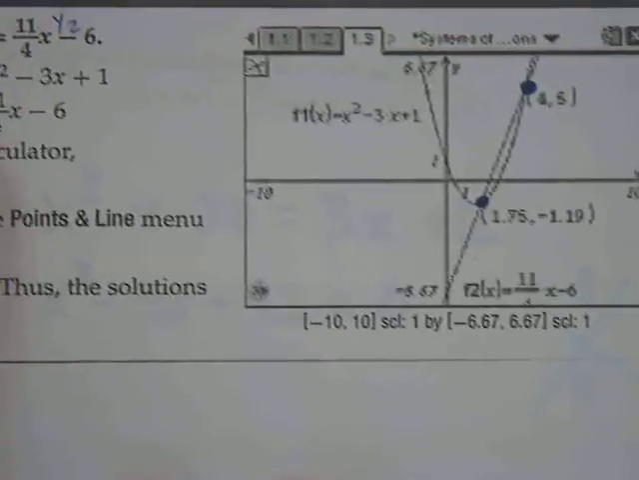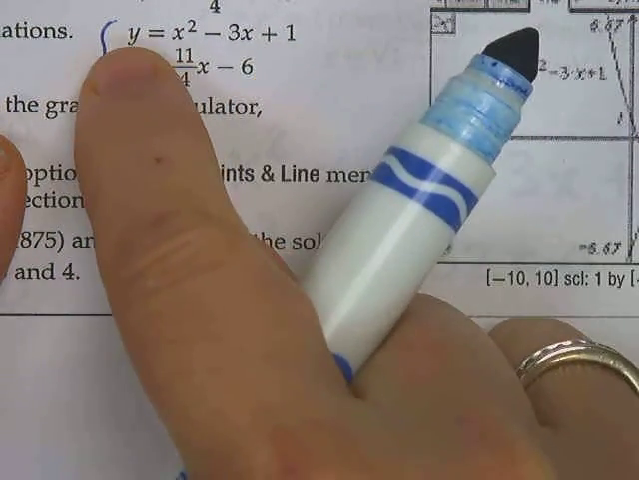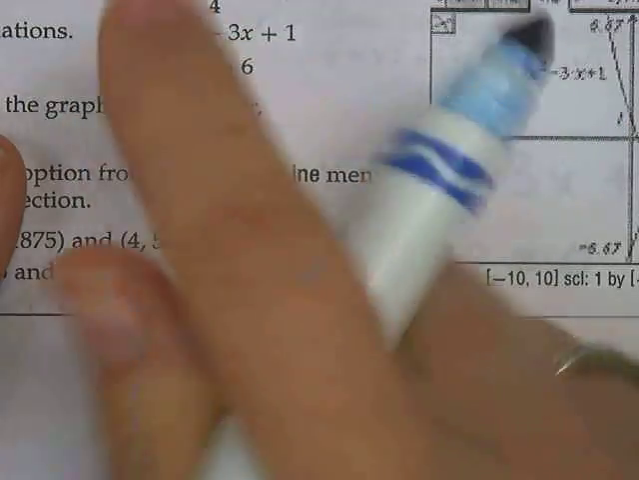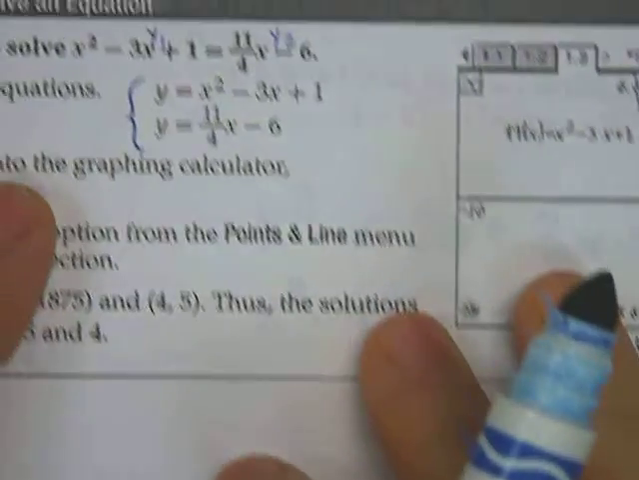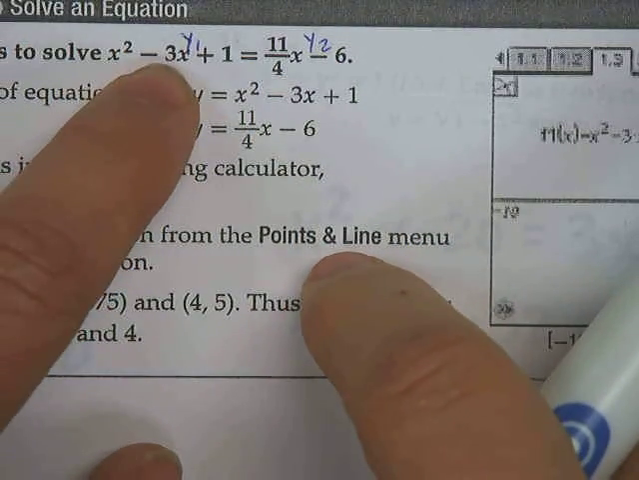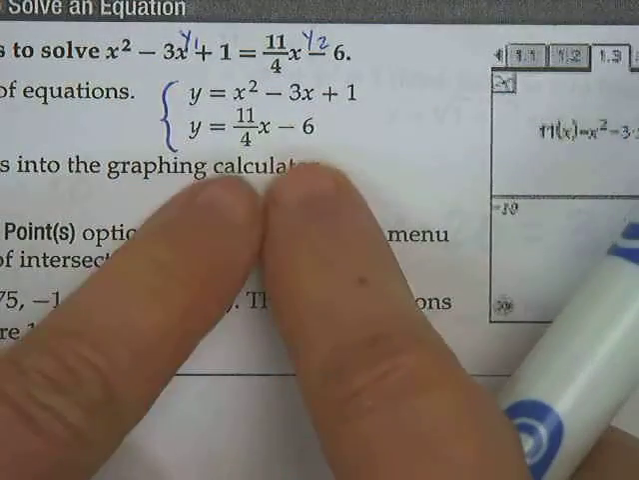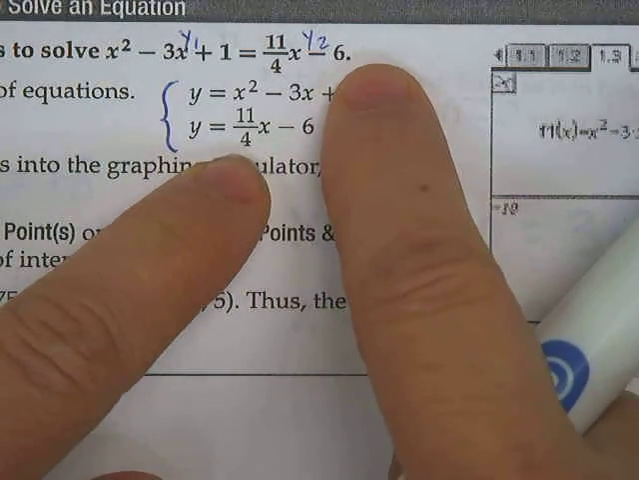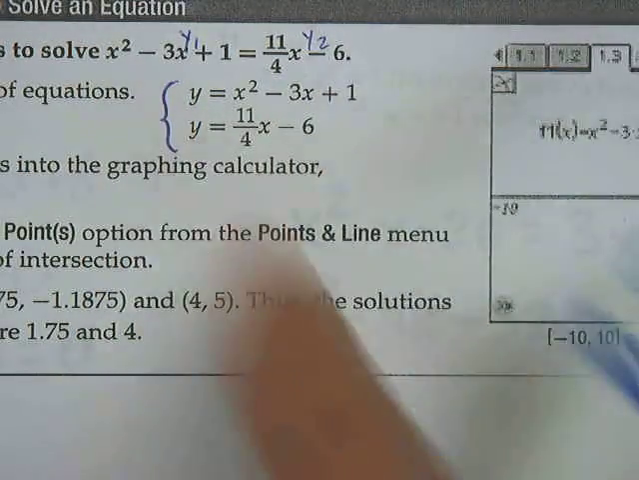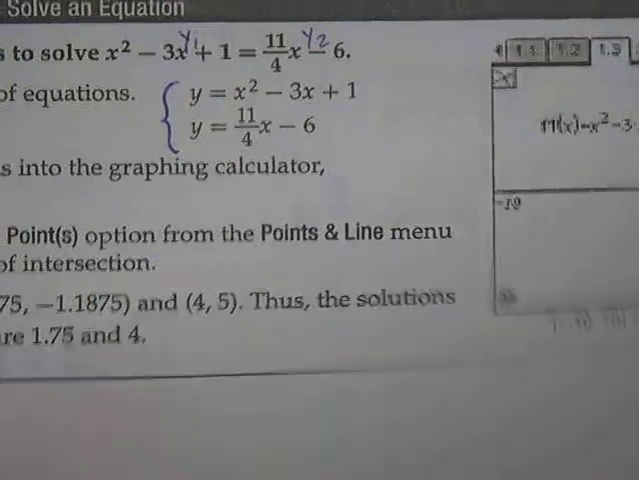Okay. Now we also learned that by substitution, since these are both set equal to y, we could substitute this in place of this y, and in other words, we could set the two equations equal to each other. So x squared minus 3x plus 1 could be considered our left side, and 11/4 x minus 6 is our right side. They're set equal to each other. Algebraically, we could solve that. So there's two ways to really think about these problems.